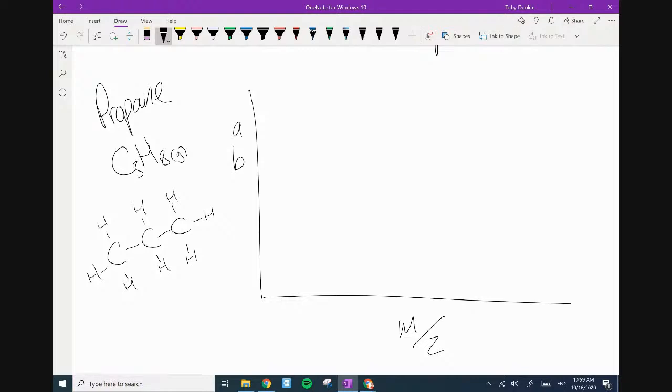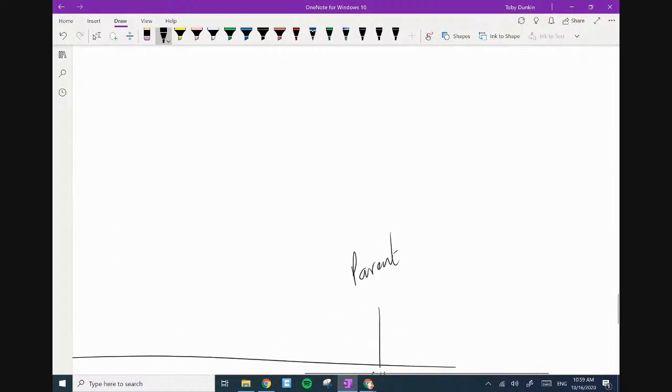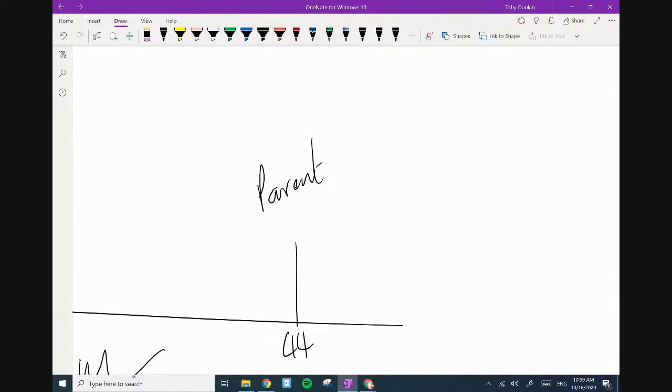Okay, so here's what you get. First of all, and this is the only peak that you guys need at AS, however, Edexcel in their infinite wisdom have actually asked about this at AS, which is rather annoying because they shouldn't, but they have. You're going to get a peak at 44. Now, the peak at 44 is the parent ion. It is the last big peak. Yeah? It's the parent. That peak is the entire molecule intact having lost an electron.